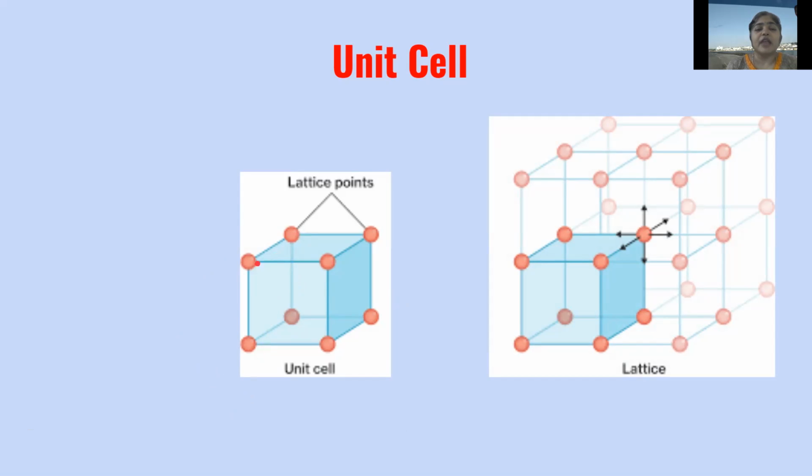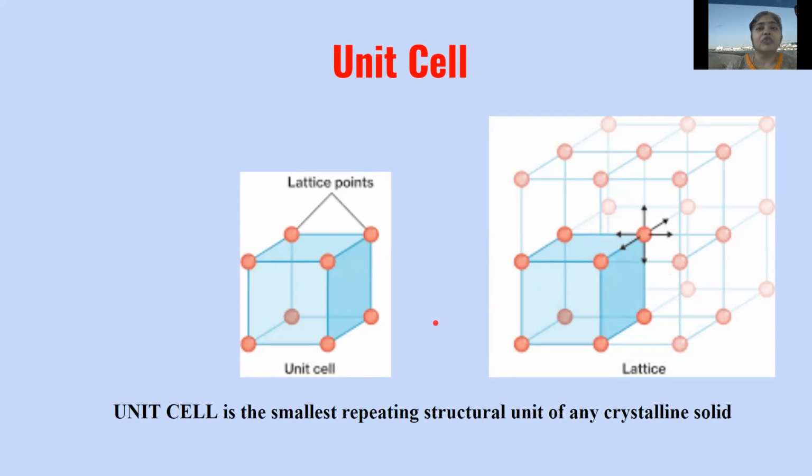Now, if you draw some imaginary lines connecting these lattice points, then you get a particular pattern. Like in this case, you can see a cubical structure. So when such cubes are replicated again and again in the various directions, to the right, to the left, above, below, front, back, and so on, you get the formation of an entire crystal. So that brings us to the definition of the unit cell. So what is the unit cell? It is nothing but the smallest repeating structural unit of any crystalline solid.